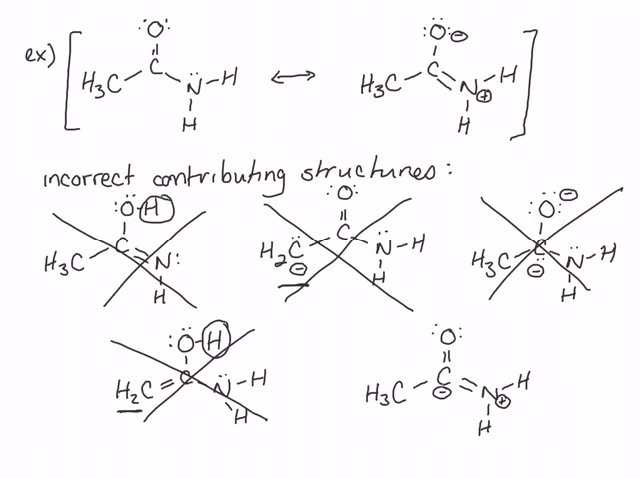This structure is not a valid contributing structure because it violates the octet rule. This carbon has more than 8 electrons in its valence shell. That's not possible. Therefore, this is not a valid contributing structure. So hopefully that helps you understand a little bit about how to draw proper contributing structures to a resonance hybrid.